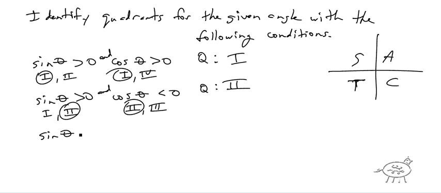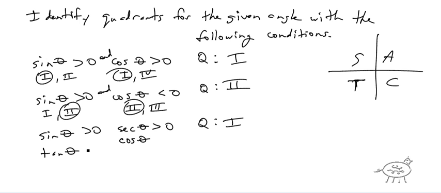Okay, here's another one. Sine of theta is greater than 0. Secant of theta is greater than 0. And you're like, oh man, secant. Well, remember, it's the same sign as cosine. So sine and cosine. So this is really like the first problem. So the answer is quadrant 1. That's easy.